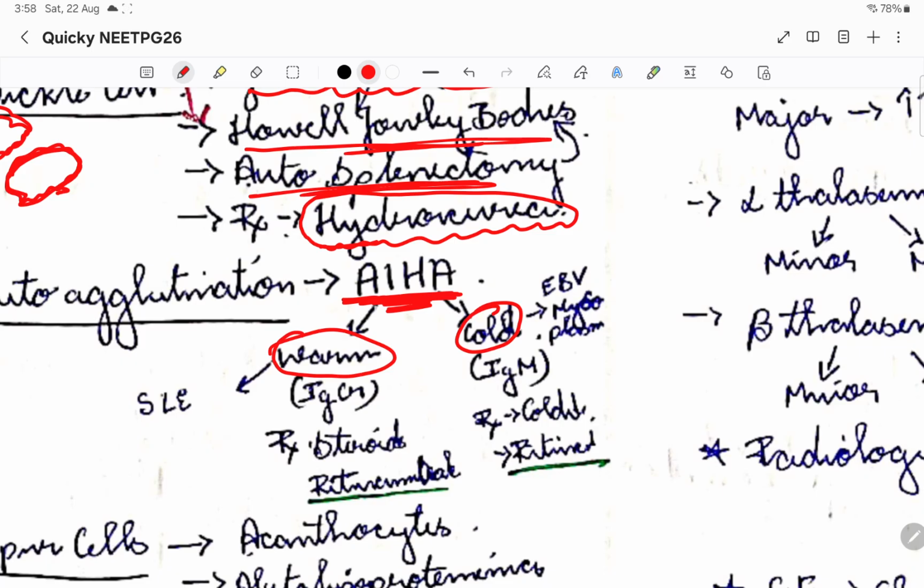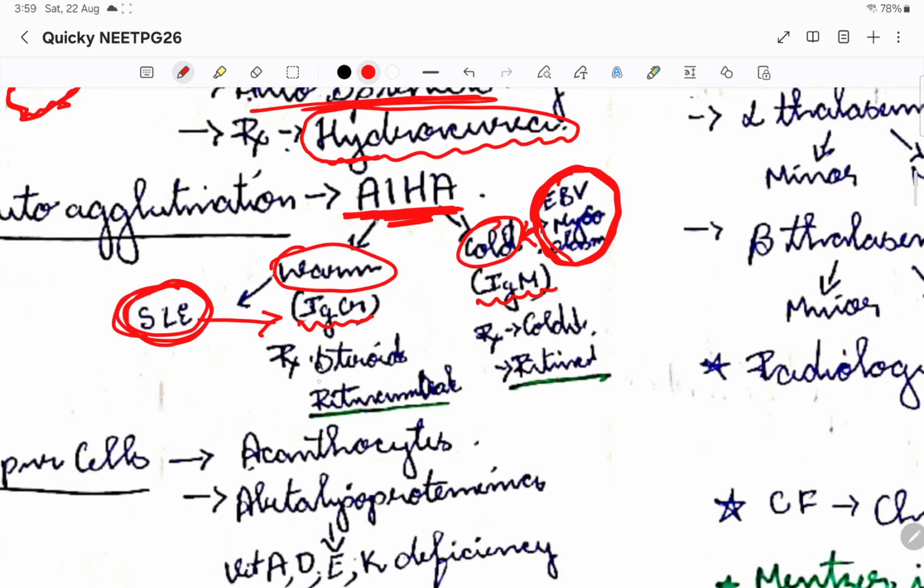Warm type will happen because of SLE. The cold type is because of EBV and mycoplasma. This is an autoimmune disease, whereas these viruses and all the microorganisms induced thing is called cold AIHA. So remember in that way and it will be easy for you. Autoimmune is a chronic condition, right? So that is why IgG will be increased here, whereas these infections will be acute, right? So remember IgM. That is how you can remember.